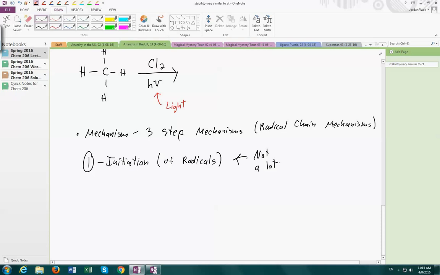So that we can initially generate some radicals. What happens is we have our chlorine. We don't start with our organic stuff here, we're going to start with our chlorine. Our chlorine is hit by light, and essentially what occurs is a homolytic cleavage of the chlorine. So what we end up with is 2 Cl radicals, just like that. And that's our initiation step. That's how we actually generate our radicals at the beginning of the reaction.